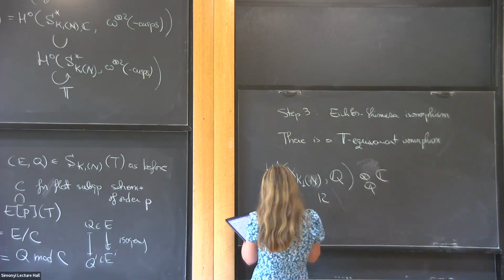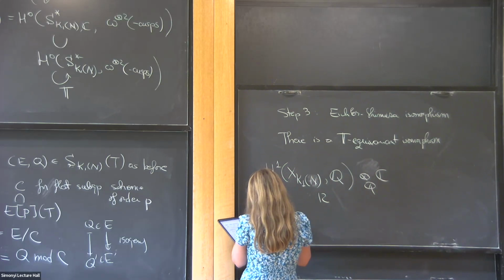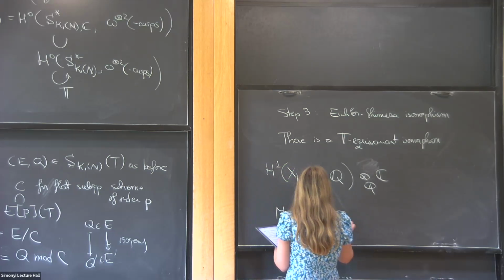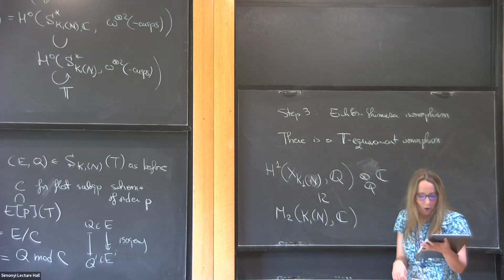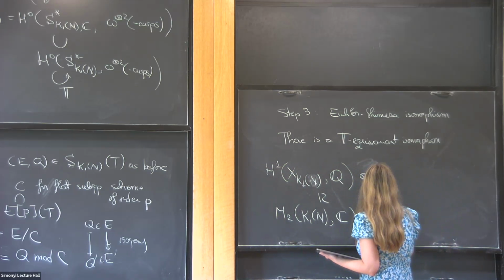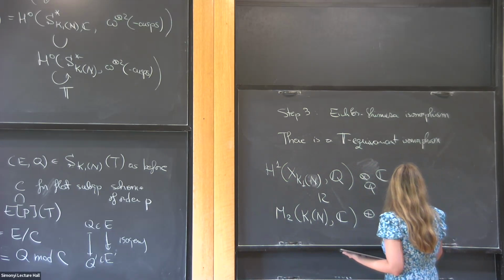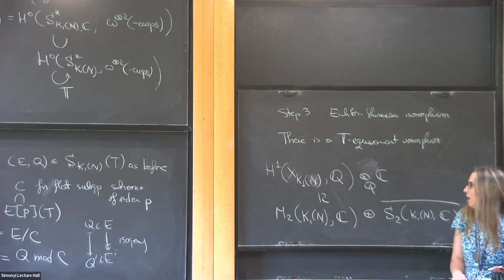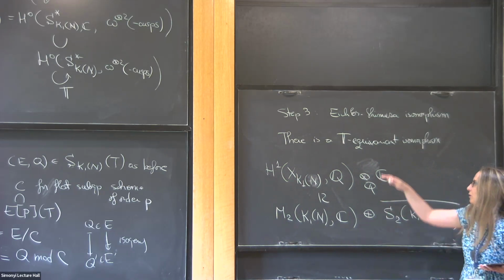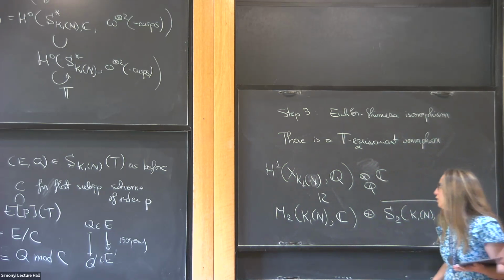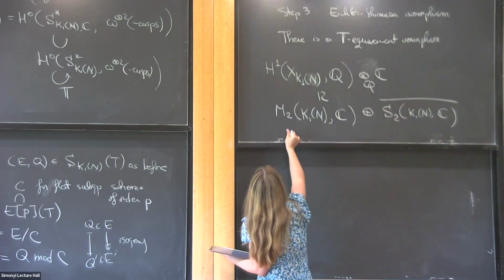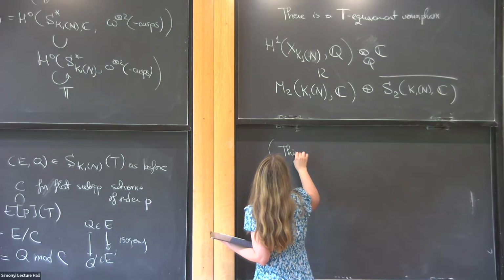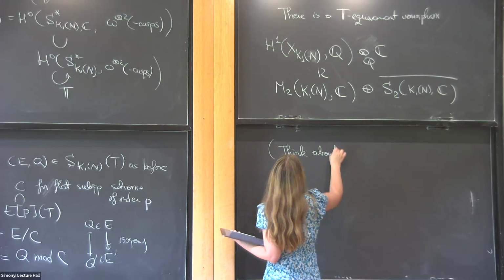This ends up being a sum of M2, so modular forms that aren't required to vanish at the cusps, of weight 2 and with coefficients in the complex numbers, plus S2 of K1(N) with C coefficients, and this is the complex conjugate of it. So that's a theorem due to Eichler and Shimura. So think about, as a kind of, think about the Hodge decomposition.